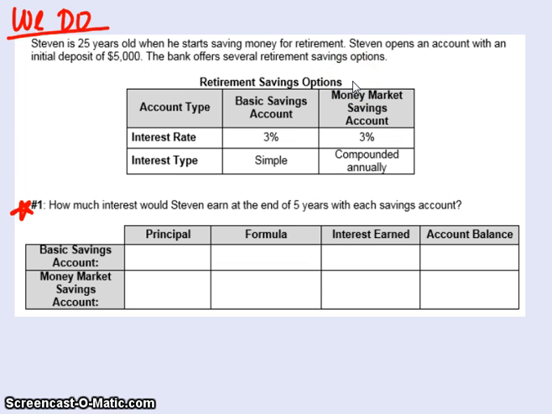So he gives an initial deposit of $5,000. That's going to be my principal. I'm looking at 5 years, which is going to be my time. And then I want to go ahead and use this table here to fill in everything else. So I know that this $5,000 is my principal, so let's go ahead and write that where it says principal. It's going to be $5,000 for both principals in both accounts.